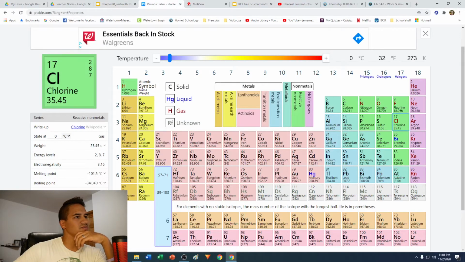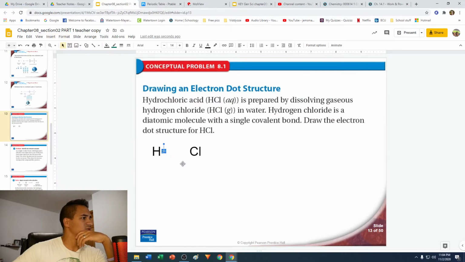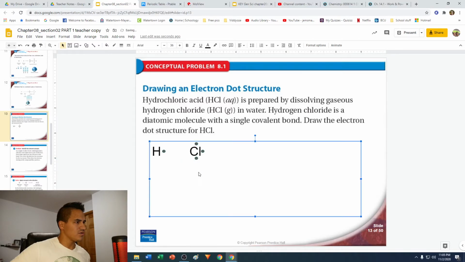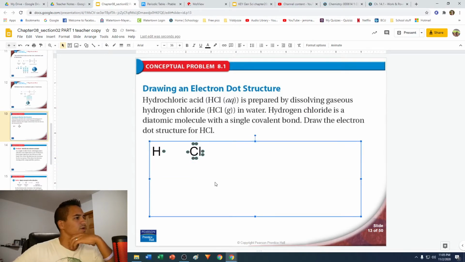So there's hydrogen with its 1 dot. Chlorine, on the other hand, is gonna have 7 because it's in column 7 on the periodic table. So we need to draw 7 dots. So let's see if we can just copy this and paste it. We have 1, 2, 3, 4, 5, 6, and 7. All right, so these are the 7 electrons on the chlorine.